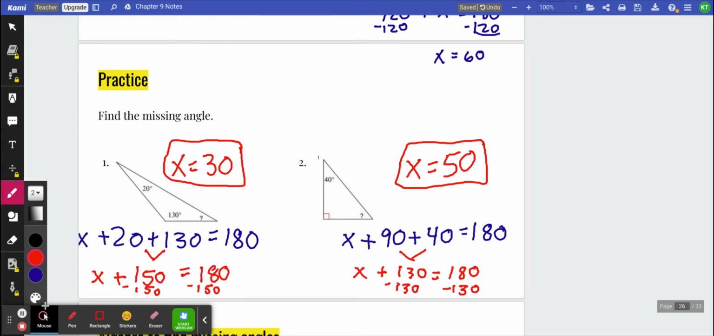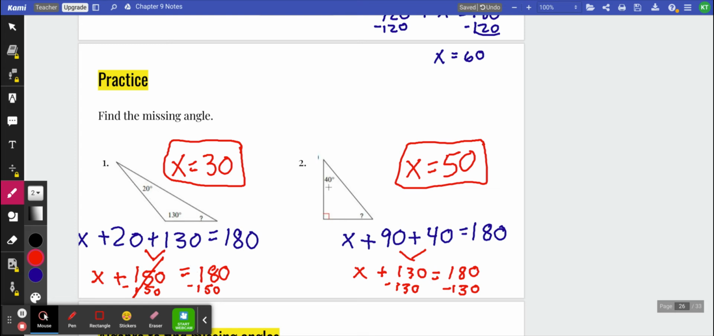All right, so let's see how you did. In the first one, set up the missing angle. I just call it x. You can call it whatever you want. Plus the 20 degrees plus the 130 has to total up to 180. So these two angles have measures totaling 150, which means I have 30 degrees left over for the x. If we subtract 150 from both sides, we're left with x equals 30.